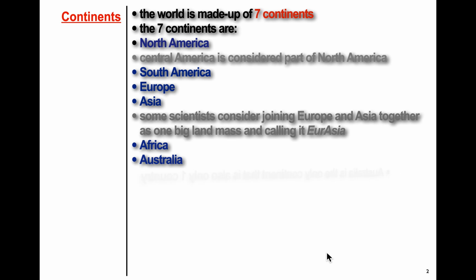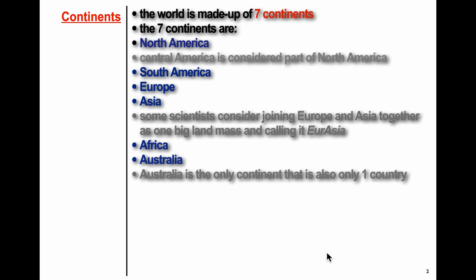Australia. Australia is an odd continent because many people say it's the only continent that is its own country. Actually, there are a couple of really tiny countries right around it, so there's a little more than one. But it is odd that so many of the other continents have many countries, and Australia only has a couple.